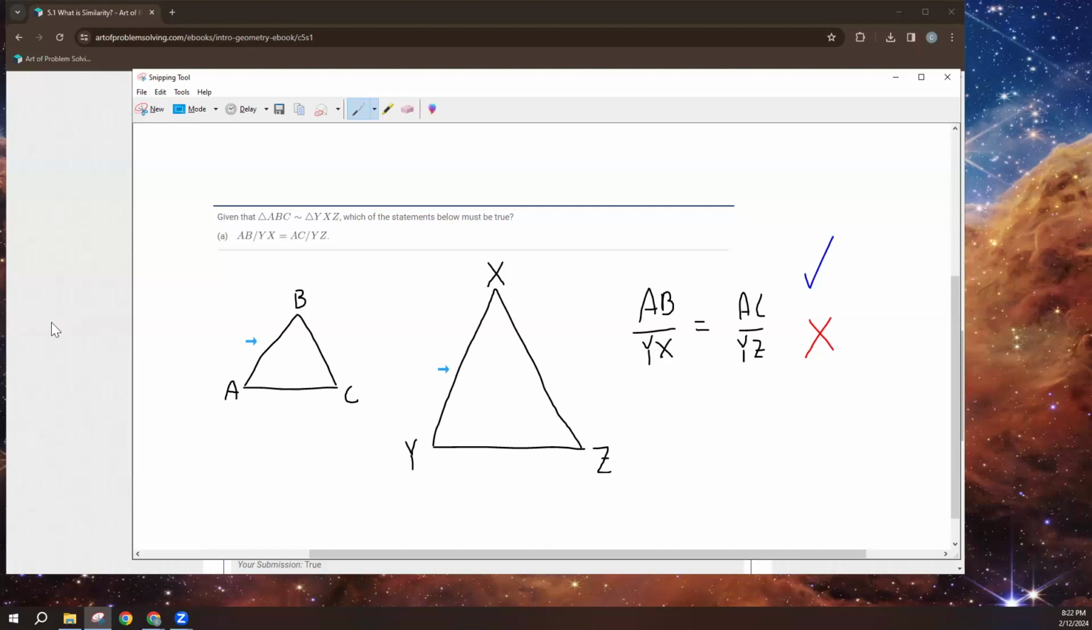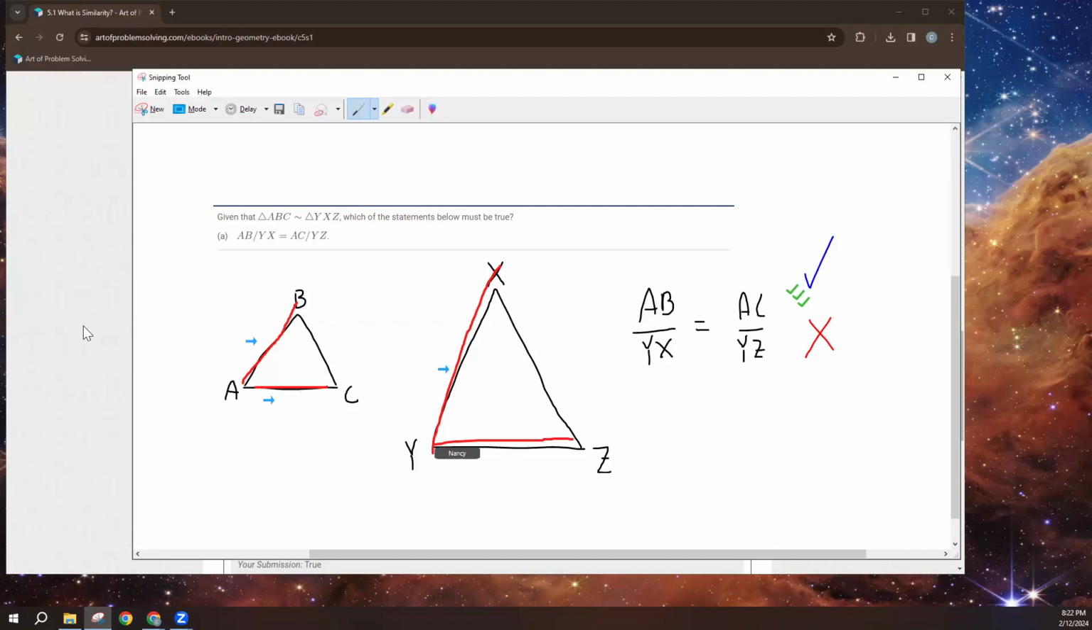Anybody have any ideas? I think it's a check mark. Okay, and can you tell me why you think it's a check mark? Because like this one divided by this one, and it was like equals this one divided by this one.